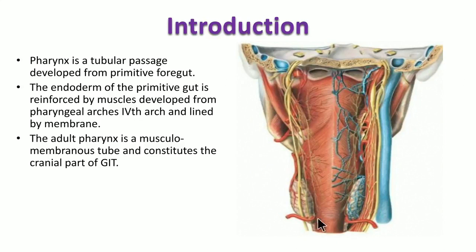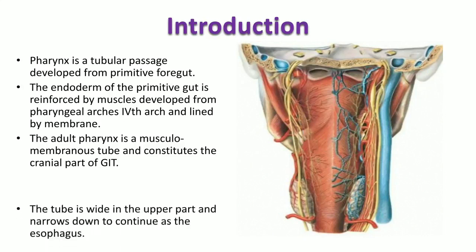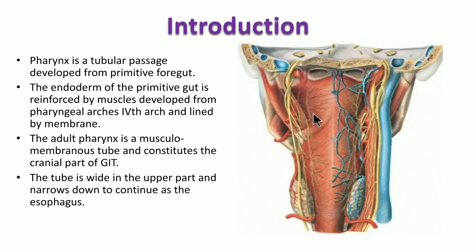Here you are able to see it is extending from the base of the skull. As I told you, it is a muscular tube which is lined by membrane and also contains your mucous membrane. Other membranes are also there, so we will come to it later. It is wide in the upper part, as you are able to see, and it narrows down, where it continues as the esophagus.